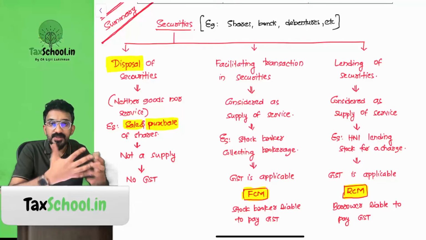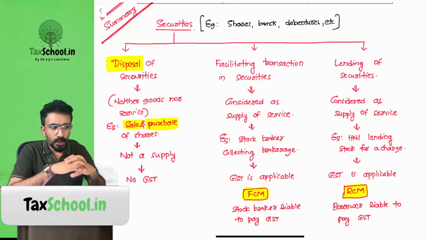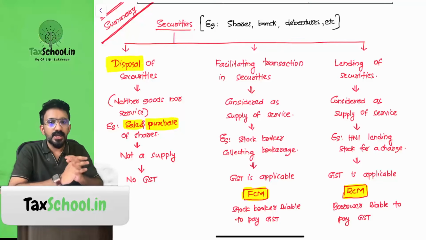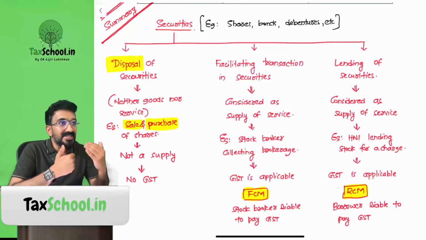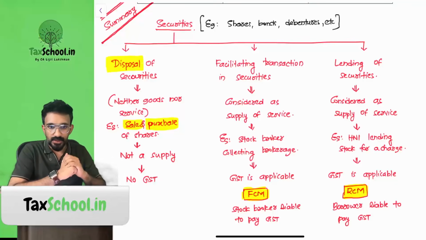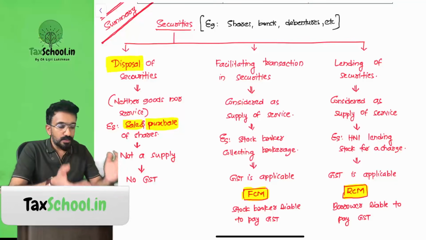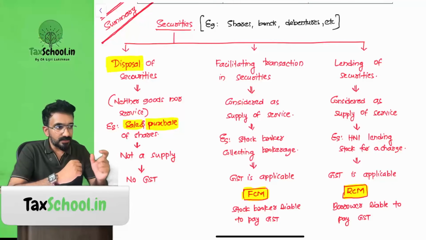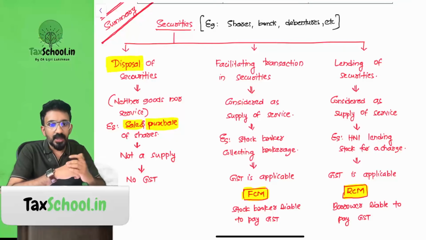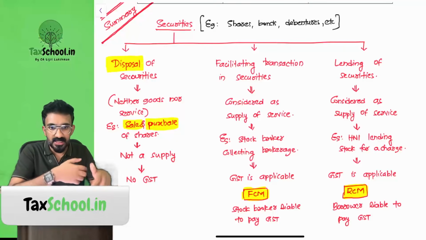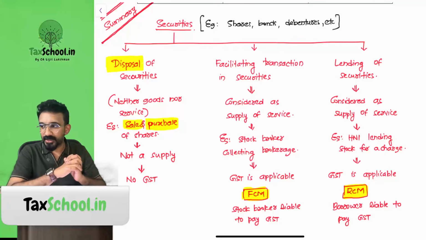Next, facilitating transaction in security. What do you mean by facilitating transaction in security? It is treated as a supply of service. They have given an explanation. Who will facilitate transaction in security? Stock brokers. So somebody wants to purchase or sell shares, you will have to pay a brokerage. Would that brokerage be subject to GST? Yes. It will be taxable under what charge, FCM or RCM? They said it will be taxable under FCM. Stockbroker is liable to pay the GST.